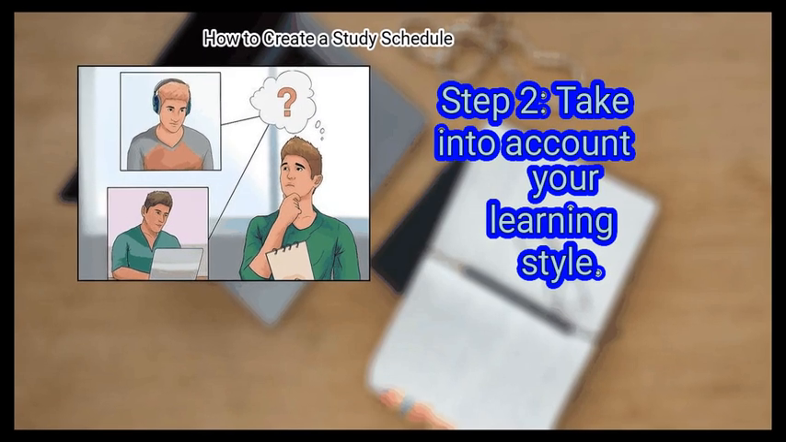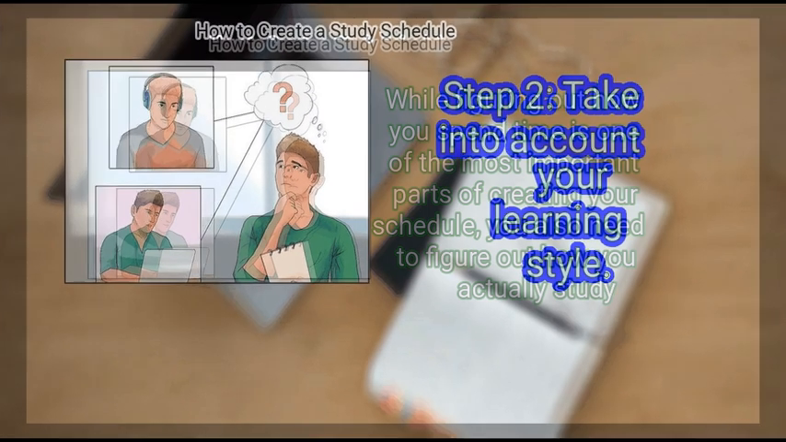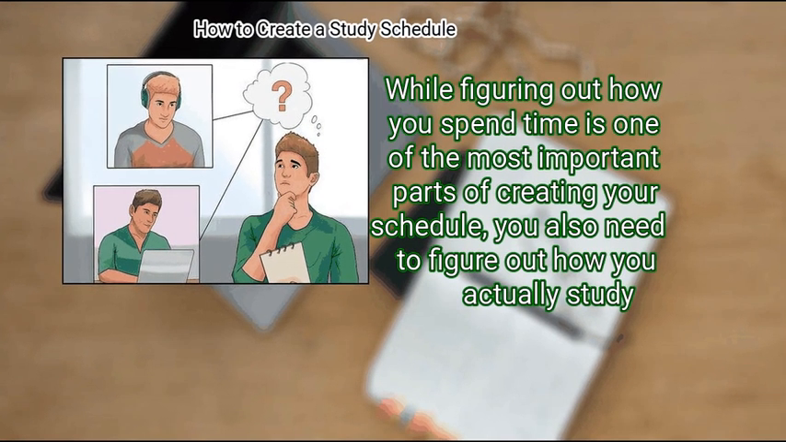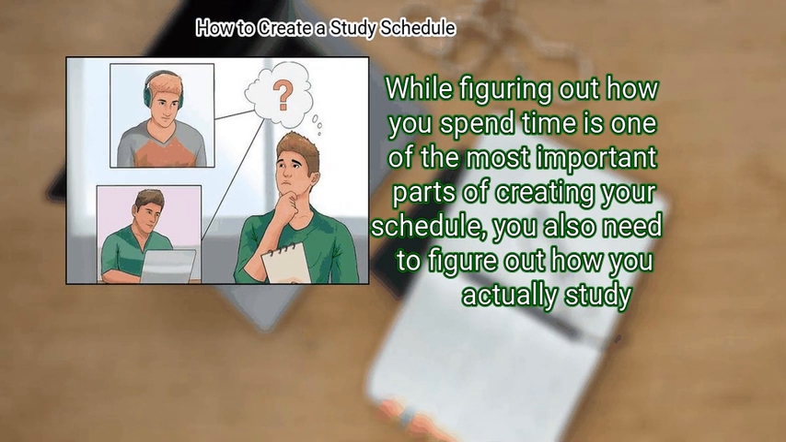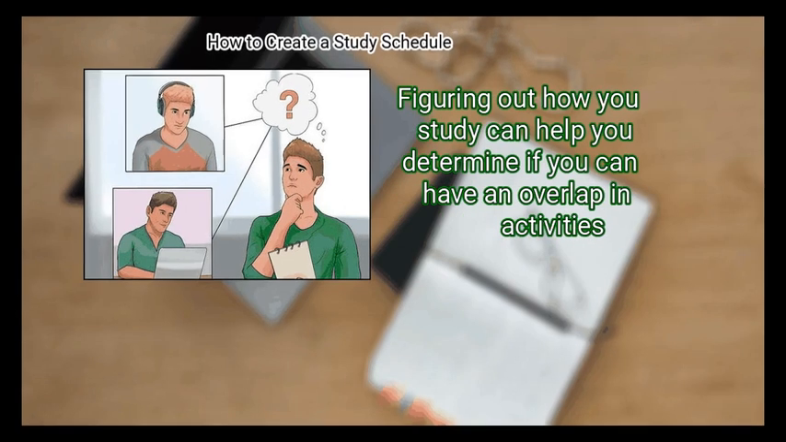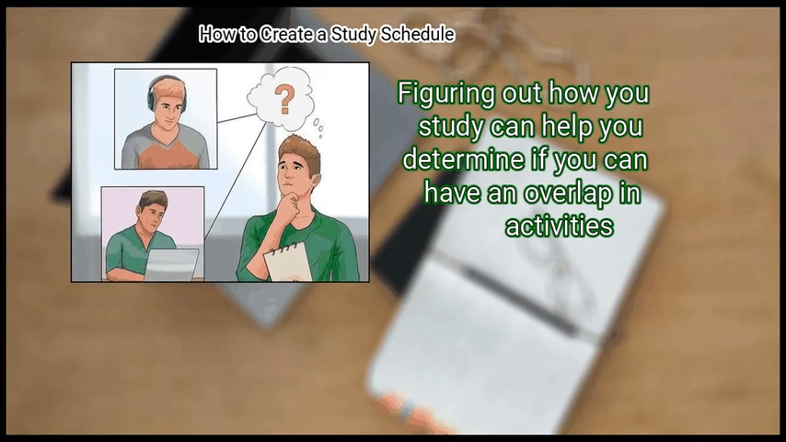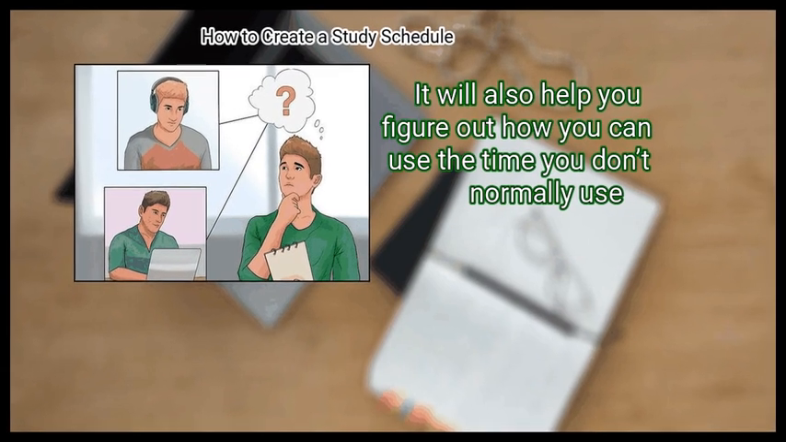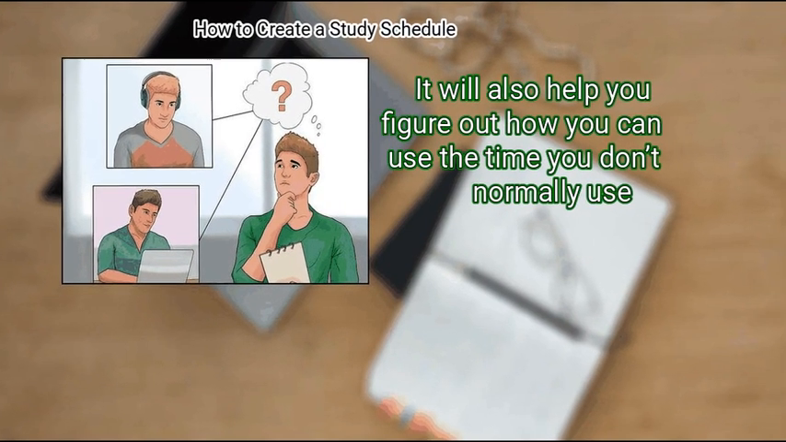Step 2. Take into account your learning style. While figuring out how you spend time is one of the most important parts of creating your schedule, you also need to figure out how you actually study. Figuring out how you study can help you determine if you can have an overlap in activities. It will also help you figure out how you can use the time you don't normally use.